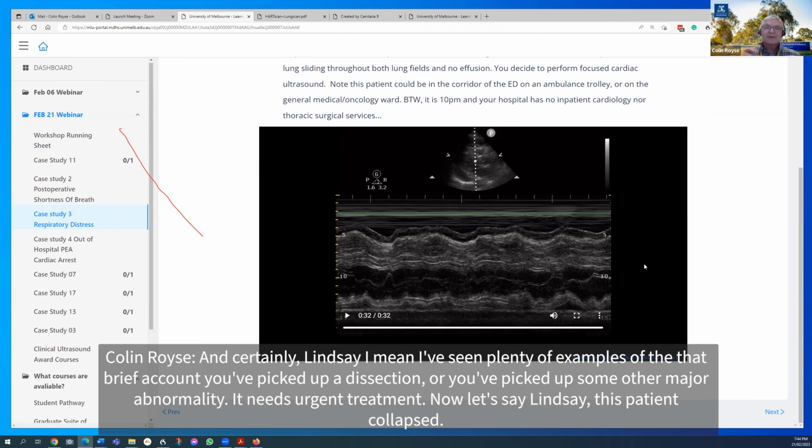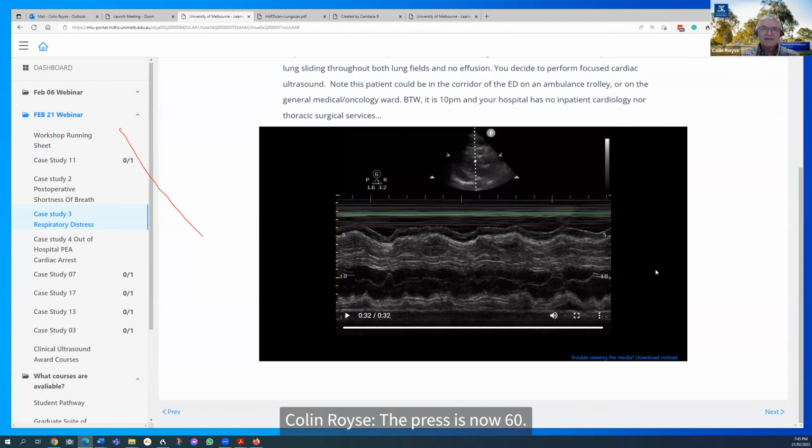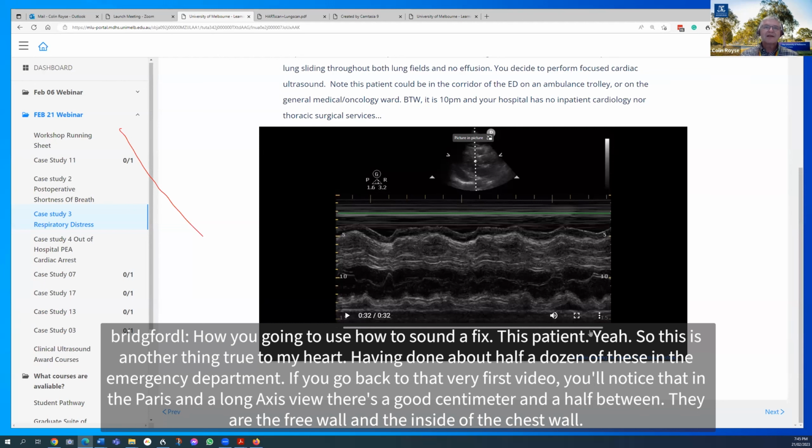Now, let's say, Lindsay, this patient collapsed. Blood pressure is now 60. How are you going to use ultrasound to fix this patient?